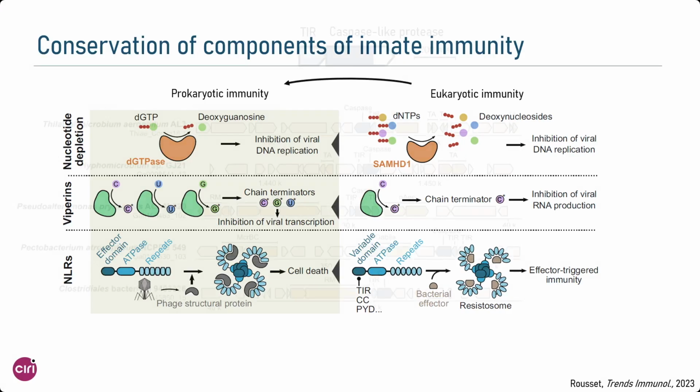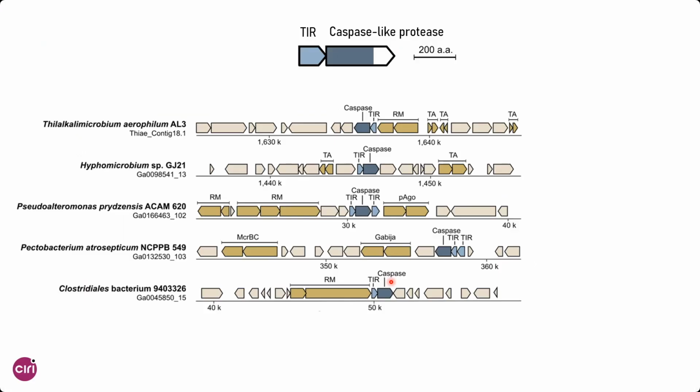And so typically, we also observe that some defense systems can accumulate several components that are also conserved in eukaryotic immunity. One of my previous projects started when we observed an operon of two genes that encode a TIR protein and a caspase-like protease, and these were typically found next to known defense systems in microbial genomes, which was a good hint that these would be a defense system.